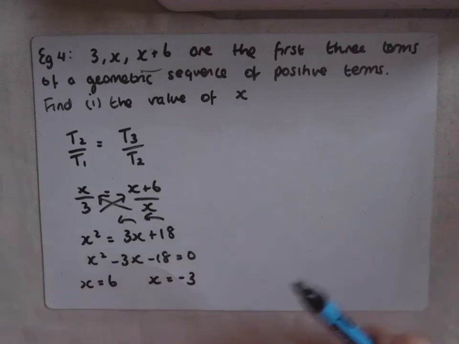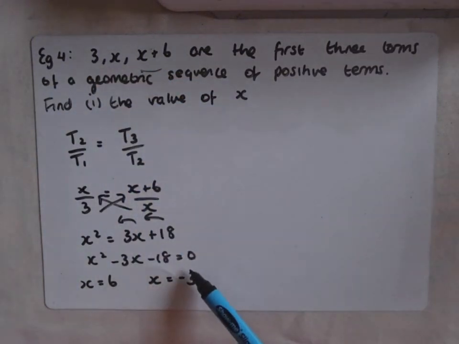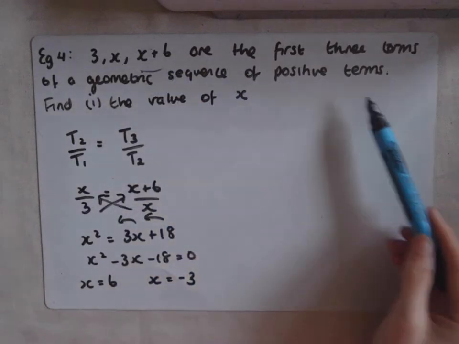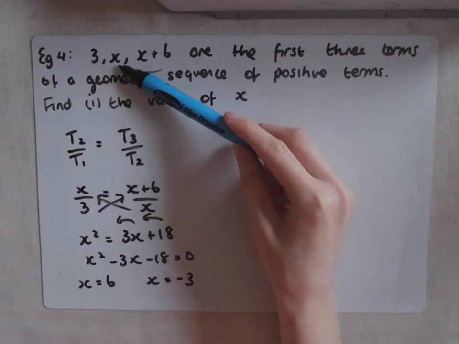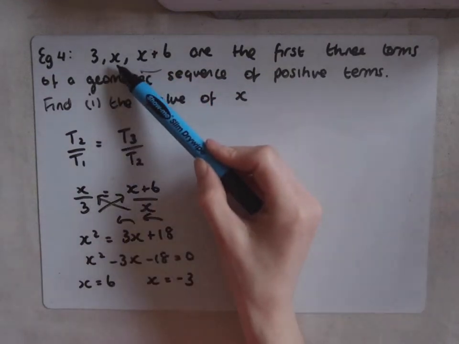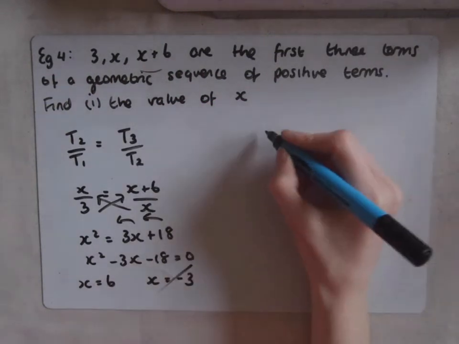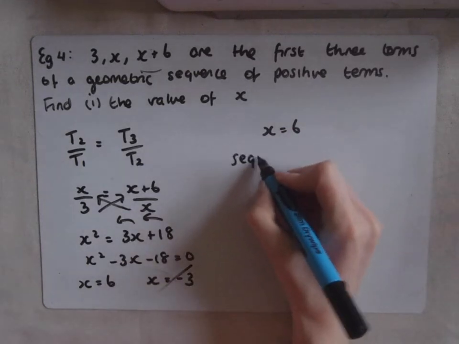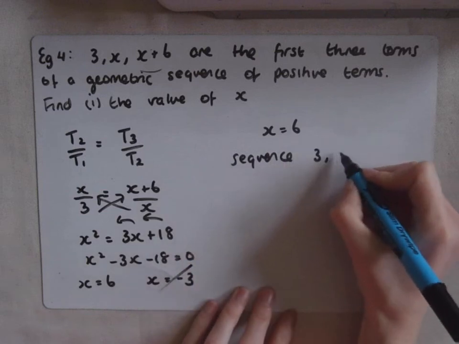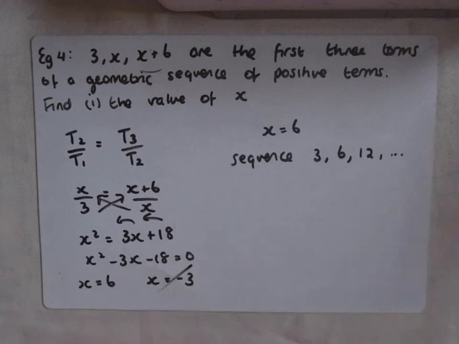That means, I shouldn't be going backwards here. Okay, so positive terms means 1 or higher. If x is minus 3, okay, that's not a positive term, so it can't be minus 3. So that means x is 6. Okay, so my sequence is 3, 6, 6 plus 6, 12, and so on.